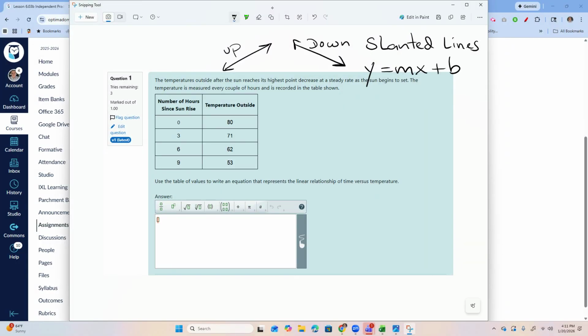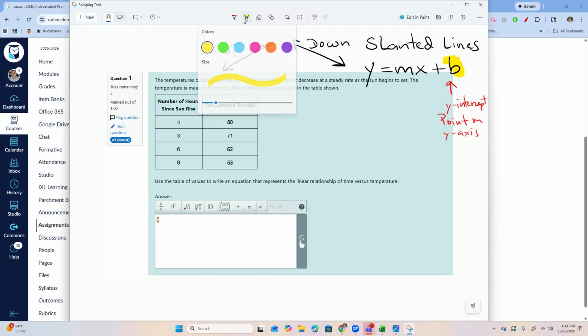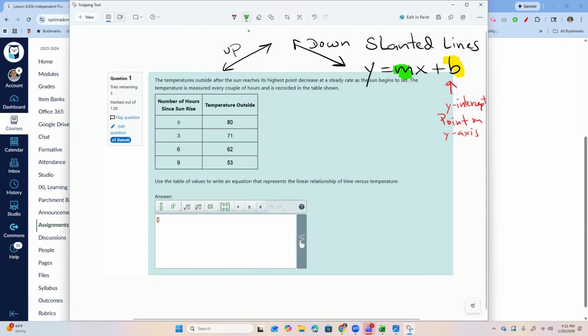In the previous lesson, your job was to identify the two numbers. Looking at the graph, you were supposed to find b. And remember, b is called the y-intercept, and the y-intercept, okay, is the point on the y-axis. And the next number you looked for was the m. And m is the slope. And the slope is rise over run.